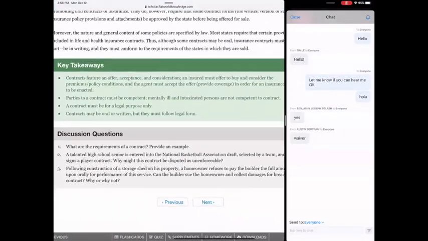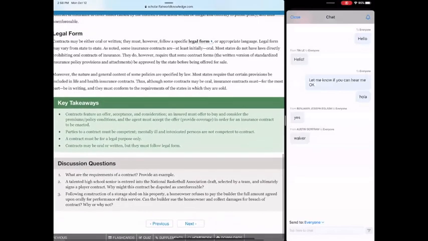Following the construction of a storage shed on his property, a homeowner refuses to pay the builder the full amount agreed upon orally for performance of the service. Can the builder sue the homeowner and collect damages for breach of contract? Why or why not? Now, keep in mind, this is obviously not an insurance contract. We're just talking about a generic contract.